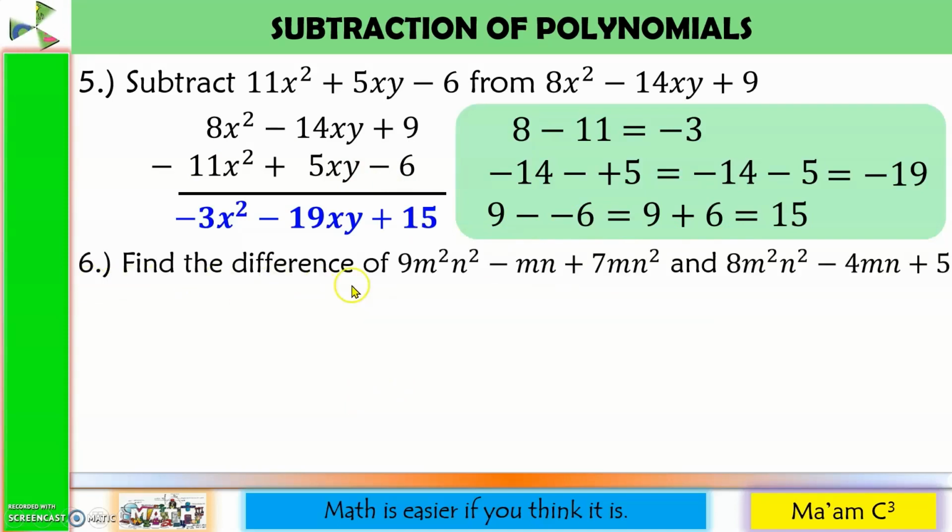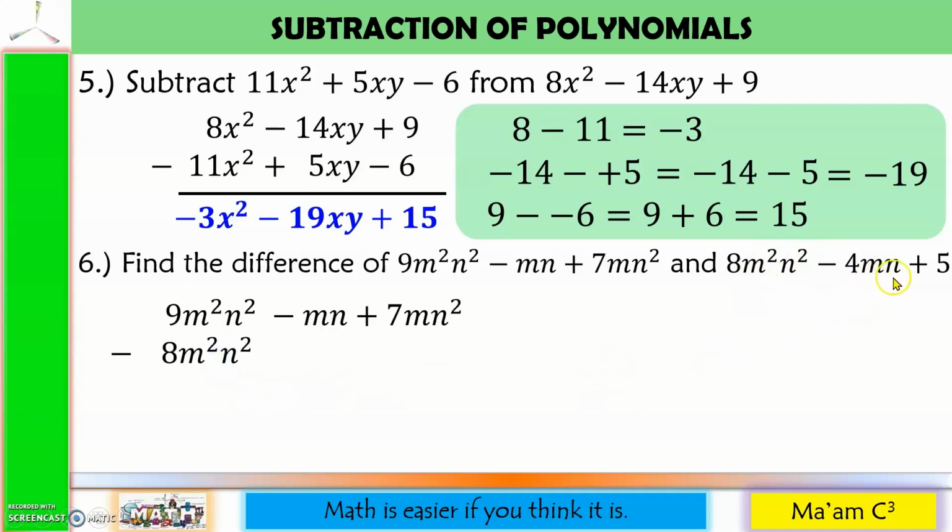Last one. So let us find the difference of this expression and this expression. So let us write first this one and align the second expression, m squared n squared. So here, mn. So here, negative 4mn. And then constant. We do not have mn squared. So we are going to write the constant somewhere here.